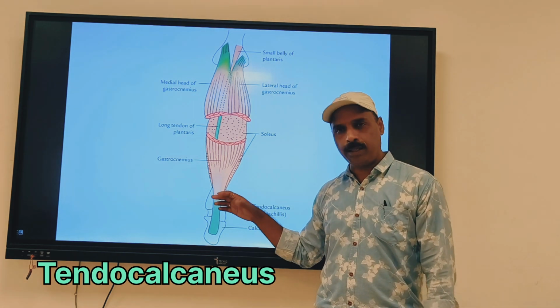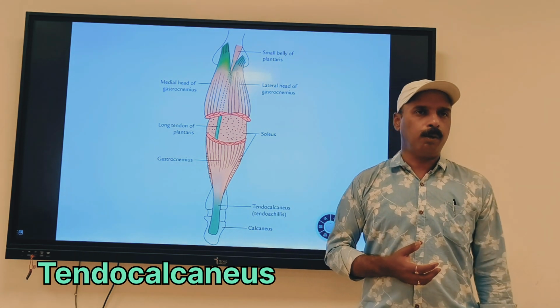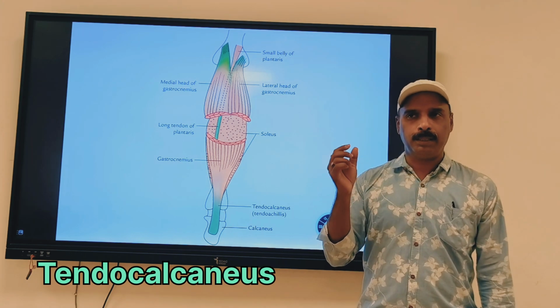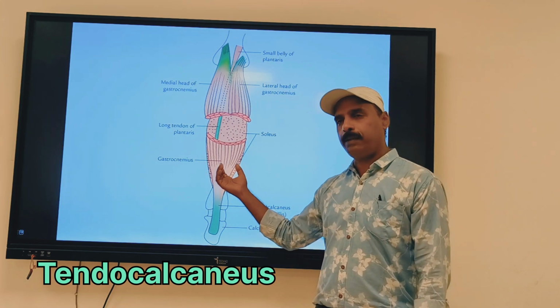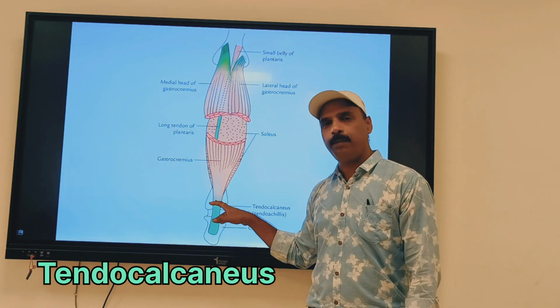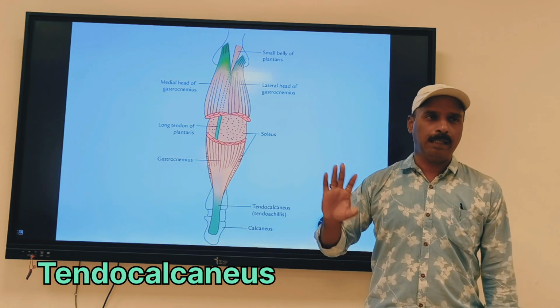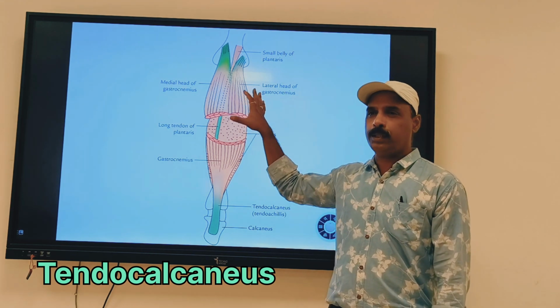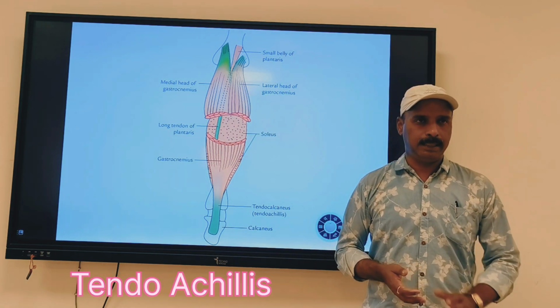So this is the strongest tendon in our body, because all other tendons are very thin, and here we get the thicker, strongest tendon. This is what you have to remember about the Tendocalcaneus. Then I have told one story, the Tendo Achilles.